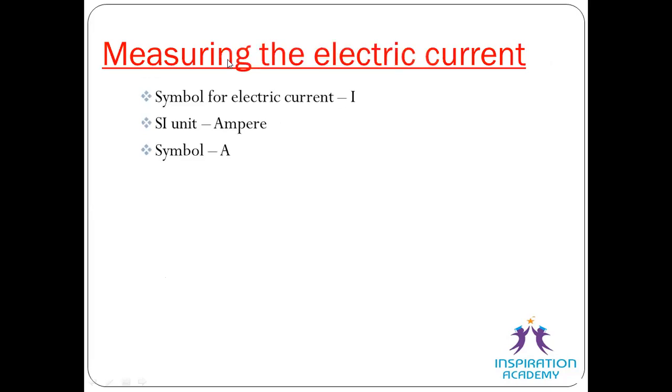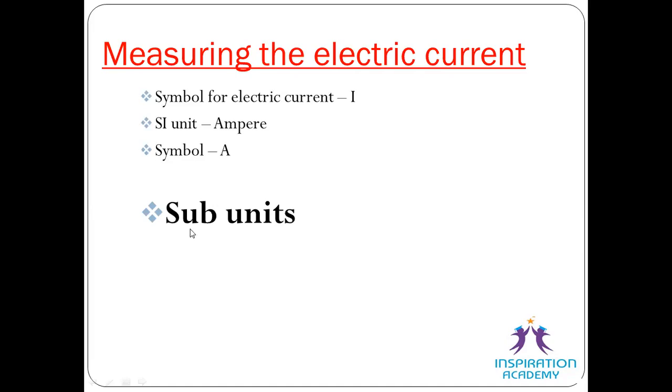Now, let's talk about measuring the electric current. The symbol for electric current is capital I, and the SI unit, or the international unit, for electric current is ampere. Capital A symbolizes ampere.